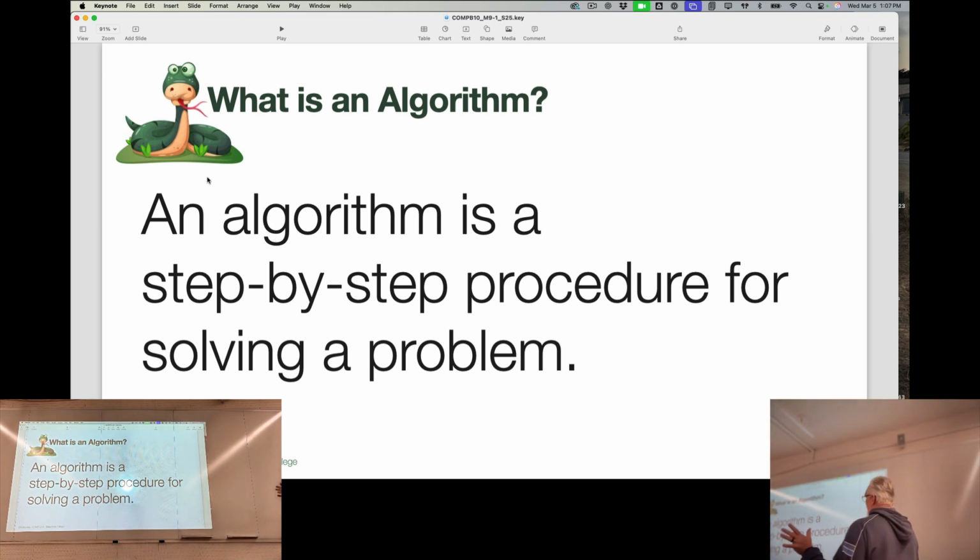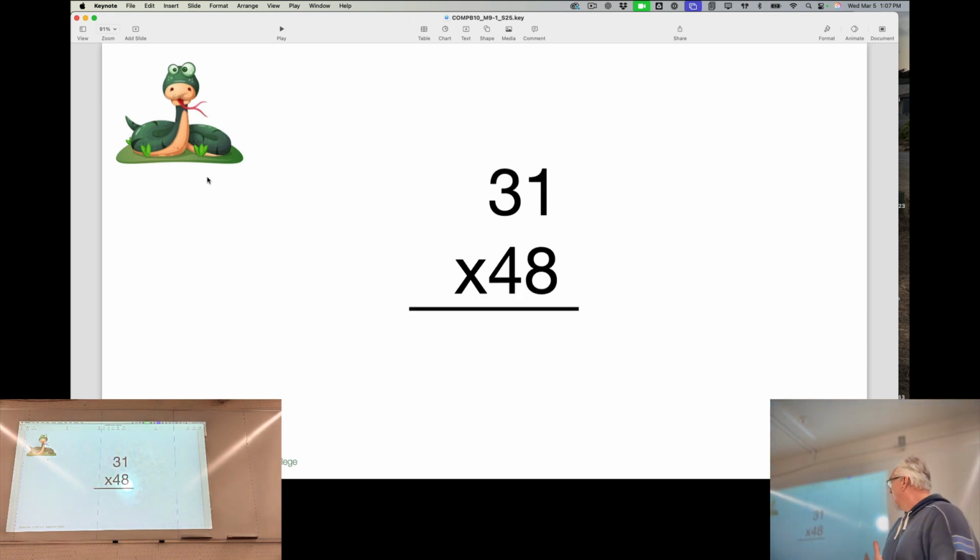An algorithm is just a step-by-step procedure for solving a problem. And algorithmic thinking is just a method for creating that procedure. It's a way of thinking about problems that allows us to make sense of things. So if I show you this, now some of us might have severe math phobia, and this might be a little scary, okay?